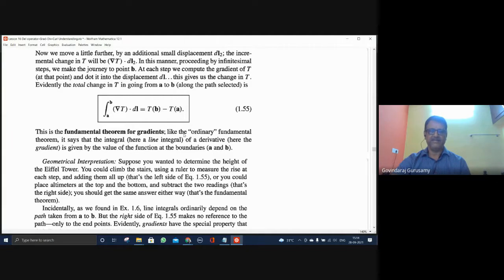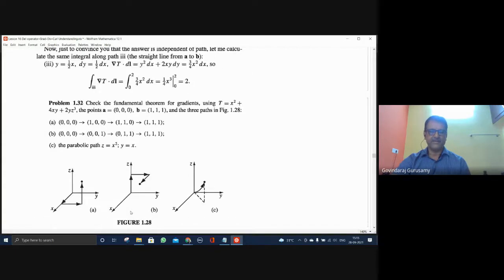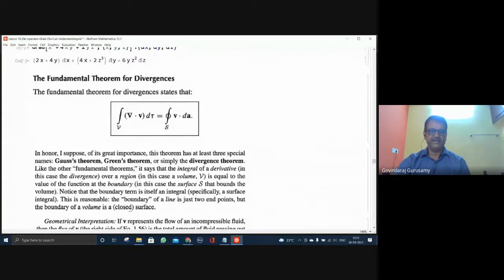It's very easy, you don't even have to memorize. If you know this equation, you can write this automatically. Like the ordinary fundamental theorem, it says that the line integral of a derivative, here the gradient, is given by the value of the function at the boundaries a and b. Now come to the next part of it. You would see that the similarity can be seen.